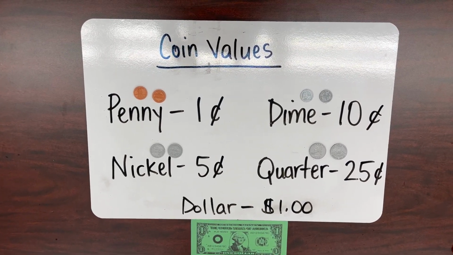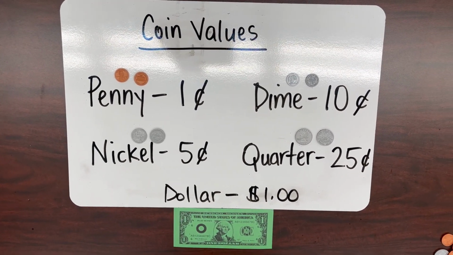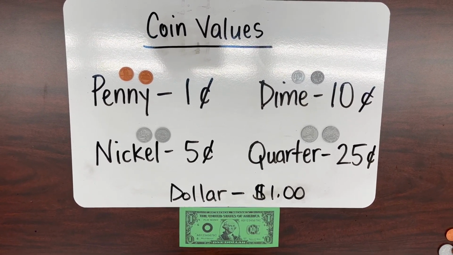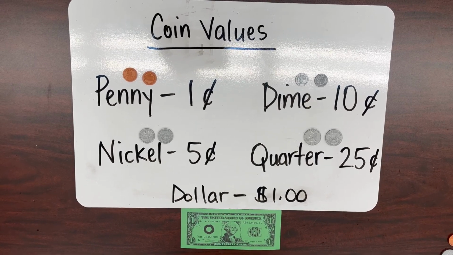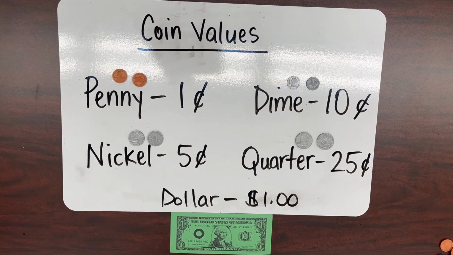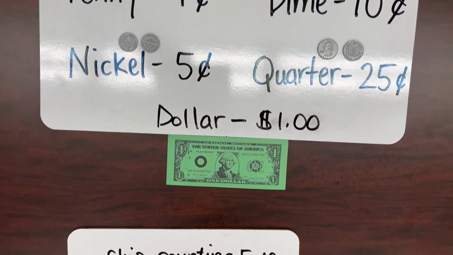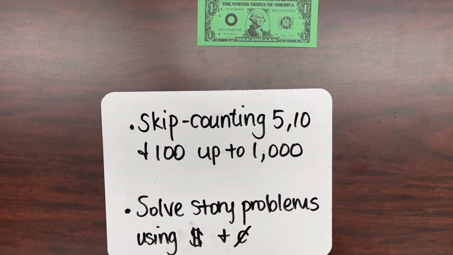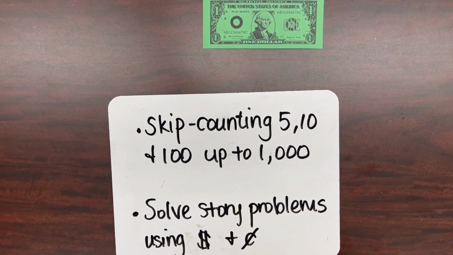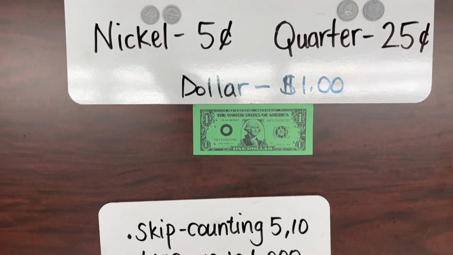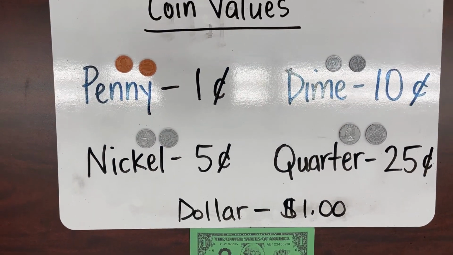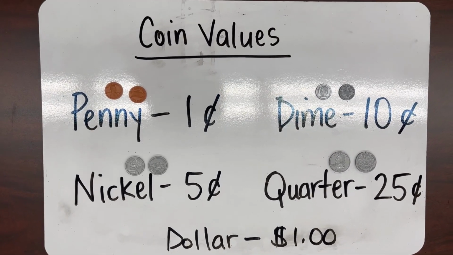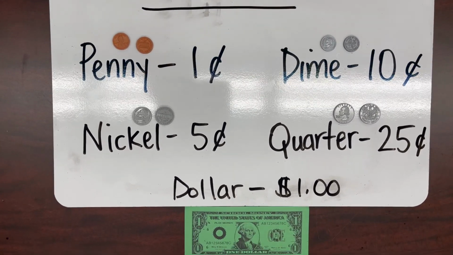Hello, second grade families. In this video, we're going to talk about how our students are learning money, addition and subtraction using money, talking about the dollar sign and the cent sign, skip counting by fives, tens, and 100s up through 1,000, and solving story problems using both the dollar sign and the cent sign. The story problems are very similar to ones we've done in previous videos. So in this video, we're going to focus more on the value of the coins and counting coin combinations and comparing them. If you have further questions about how to help support your children with this concept, you can reach out to your child's teacher.